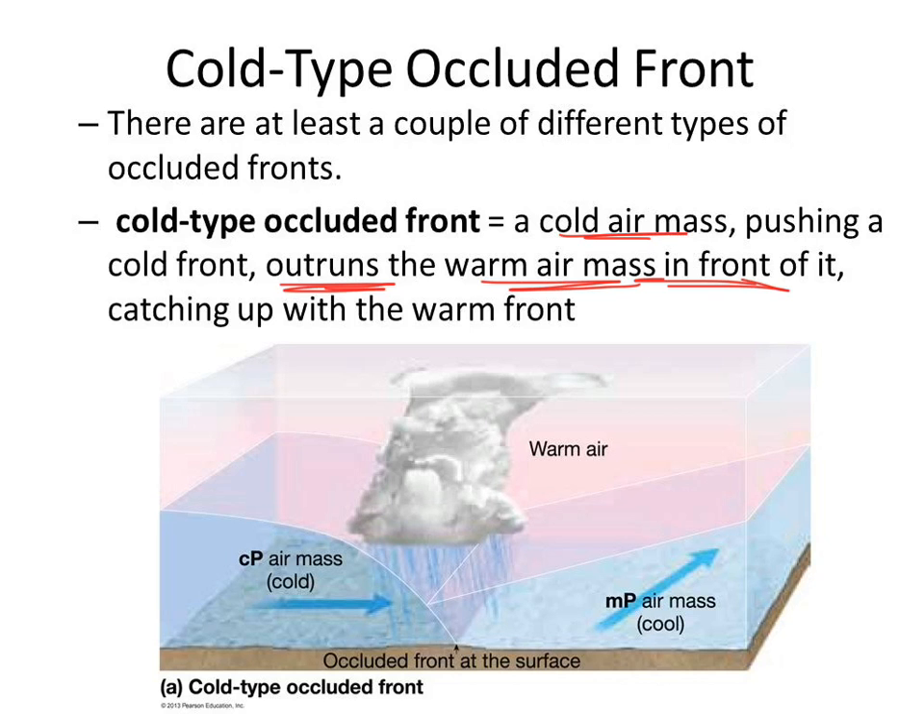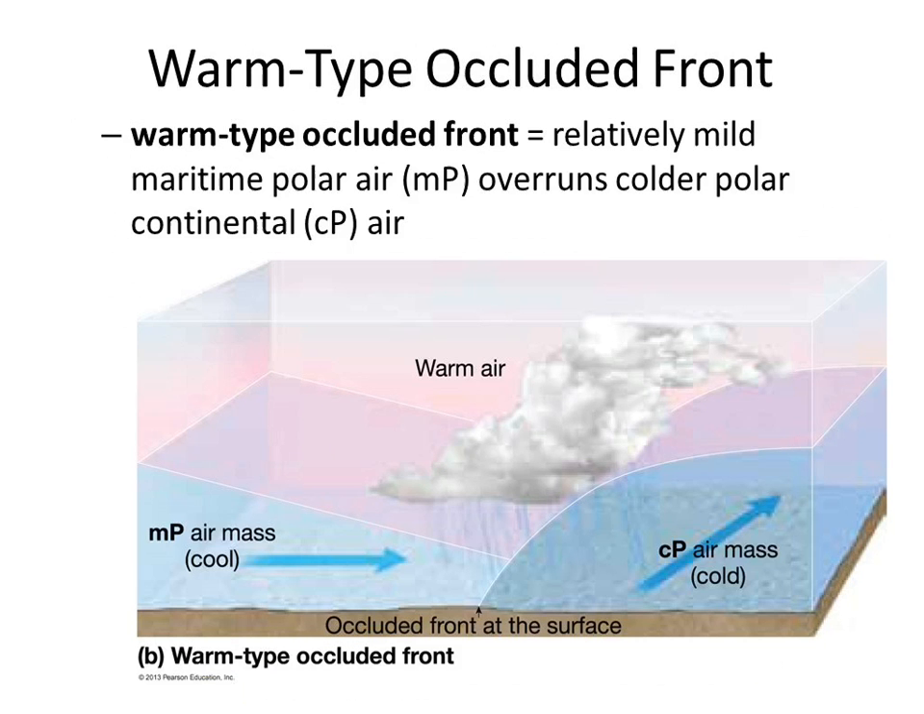Cold air mass outruns the warm air mass in front of it. There are at least two types of occluded fronts, and I don't get into the two types. This one's a cold type, but you can see the similarities between this one and here's another figure. This is a warm type.